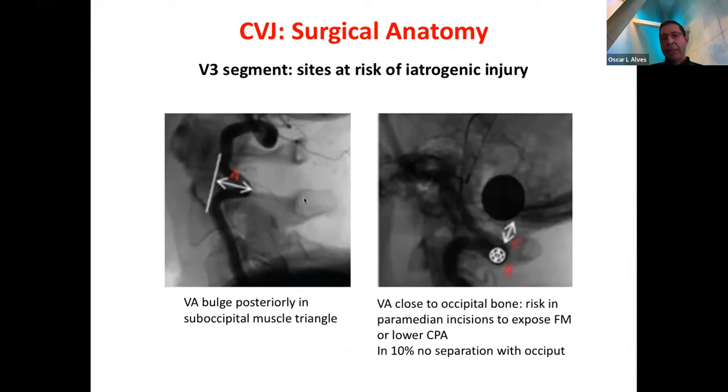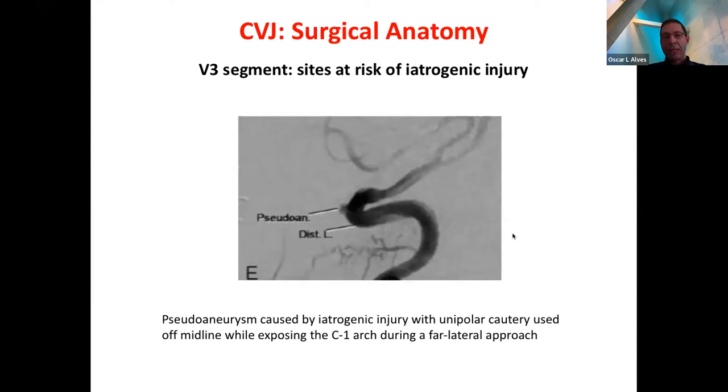As you see here, the vertebral artery is close to the occipital bone. In some 10% of patients, you don't see any separation from the occipital bone. And this was a pseudoaneurysm caused by the iatrogenic injury of unipolar cautery used during midline dissection.